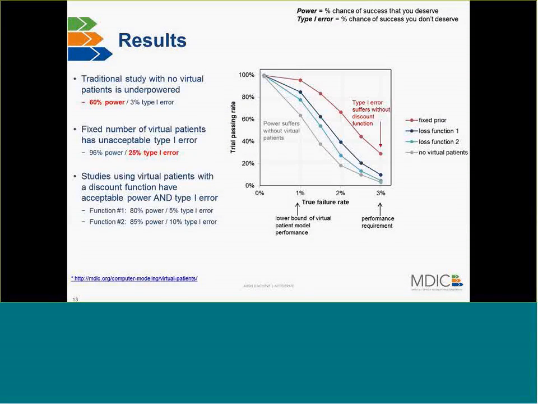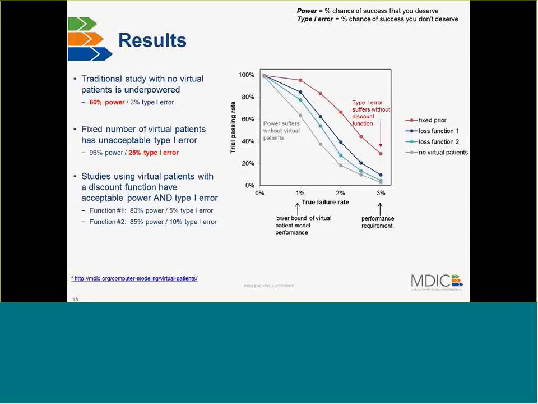On the other side, if you were to do what's referred to as a traditional Bayesian design, where you have a fixed prior and you'd keep your virtual patients regardless of what you saw, in that case, the type 1 error is unacceptably high. Type 1 error is the chance that you pass the study even though the true underlying performance rate is unacceptable. So a 25% chance of a type 1 error is something that no sponsor and no regulator would really be interested in. That's way too high of a chance of introducing a dangerous device to the market.